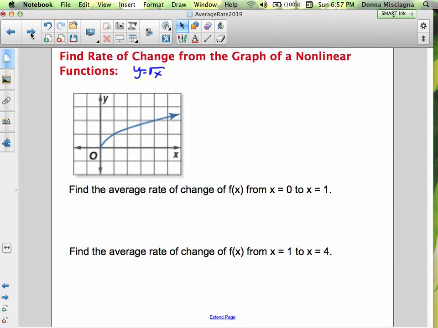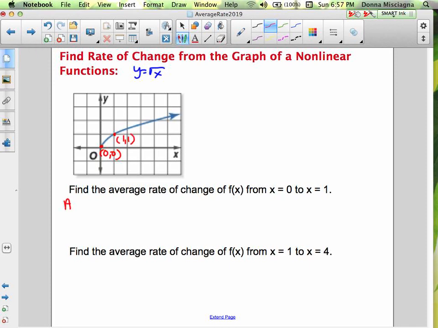Let's find the rate of change from the graph of y equals the square root of x. So first one is from 0 to 1. This point here is 0, 0. It's our starting value for the square root of x. And this point here is 1, 1.